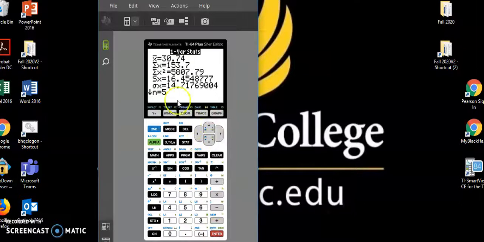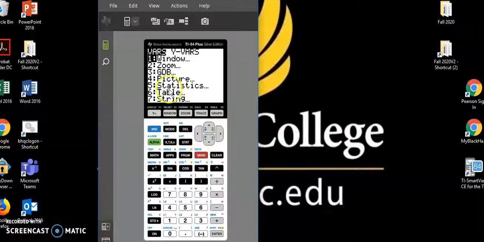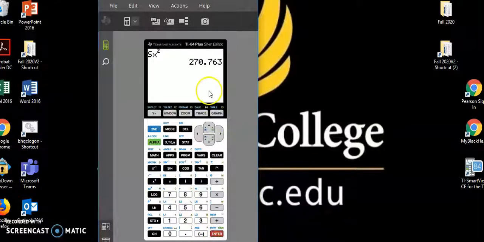So I hit Calculate. Here's my standard deviation. To find my variance, just like earlier, you could do the same thing. You're going to go to Vars. So I push my Vars key, go down to Statistics, go down to Sx, and then you want to square it. So this is my variance.